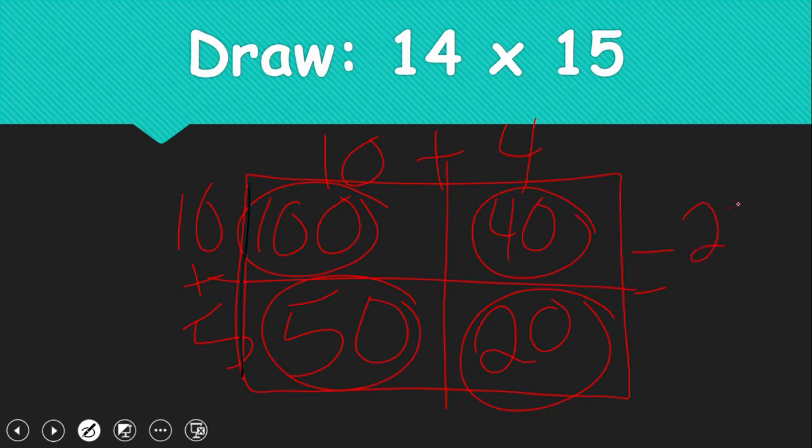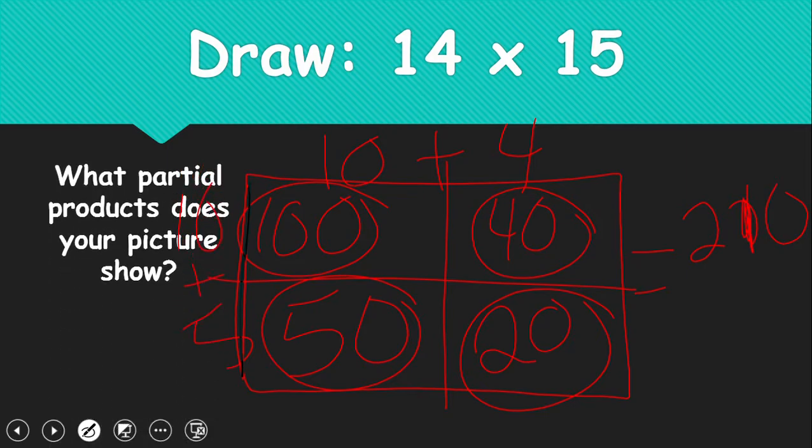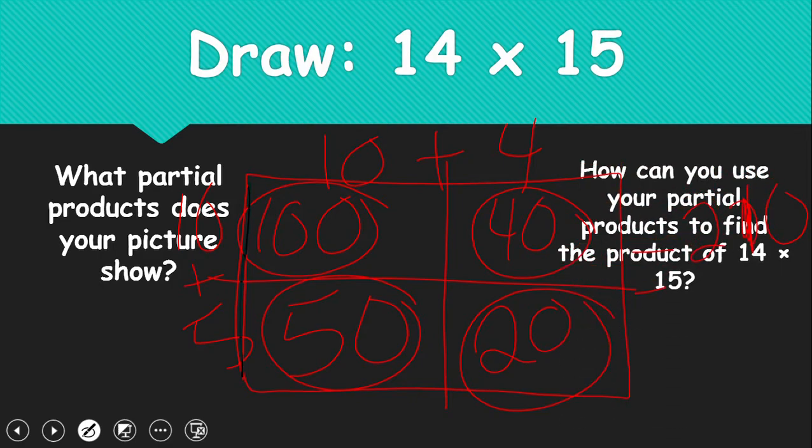Let me verify. Yeah, 210. All right, so we could do that. So what partial products does your picture show? And you can see it shows all the partial products of the hundreds place, tens place, and the ones. There's no ones. How can you use your partial products to find the product of 14 times 15? Well, add up the partial products and you get the answer.